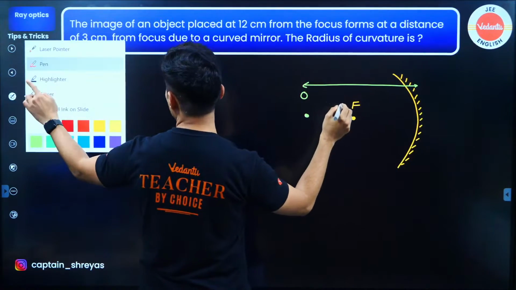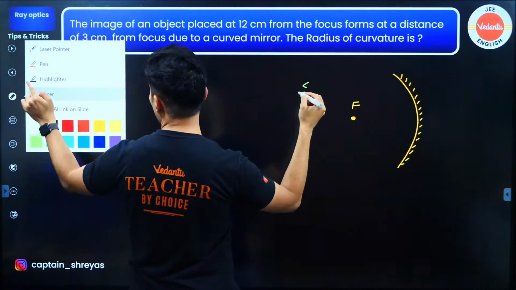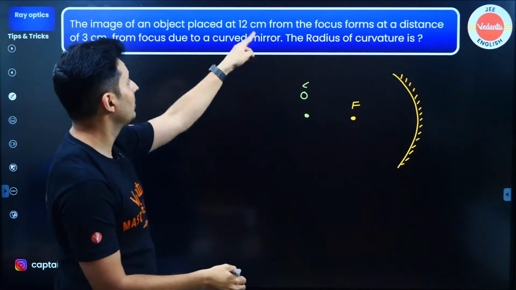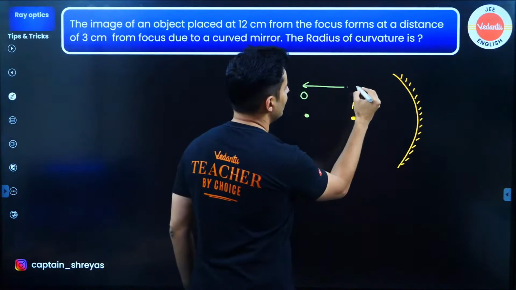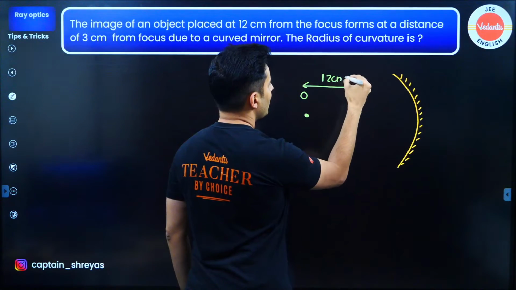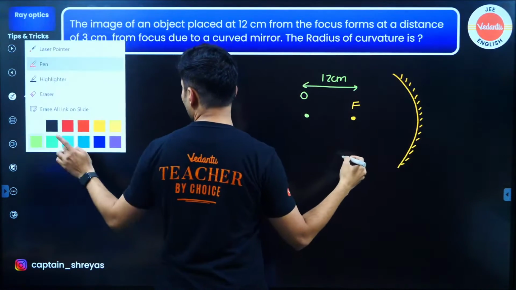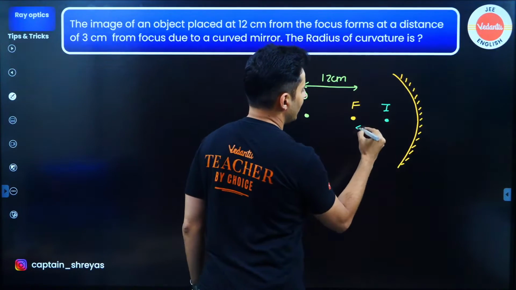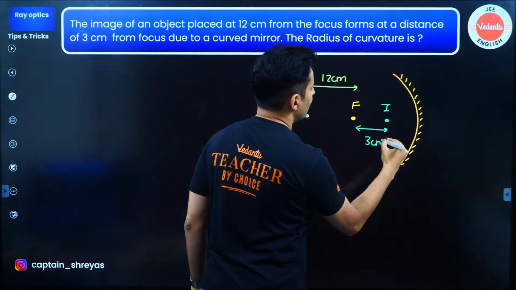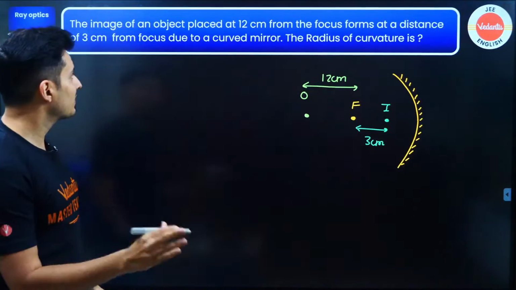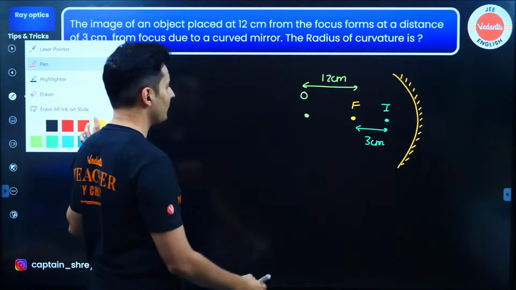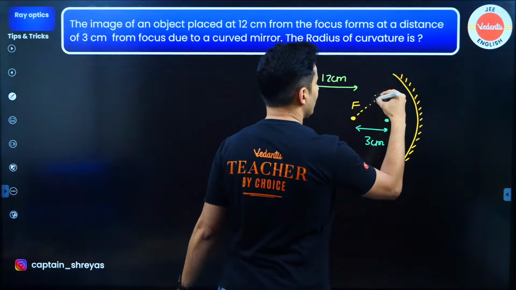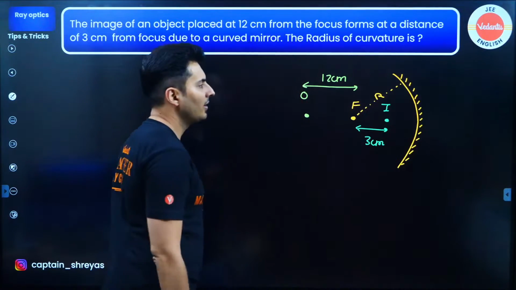So maybe the object is placed over here, and this distance is given to be, sorry, not that distance, my bad, from the focus. All the distances are measured from the focus. So 12 centimeters from the focus. The image is formed here, maybe. This is 3 centimeters. The question is: find the radius of curvature of this particular mirror.